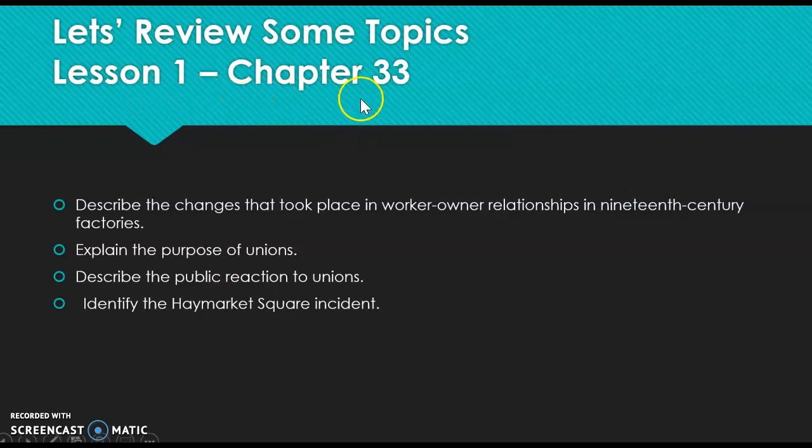So, starting with Lesson 1, Chapter 33. These are the things we talked about, the changes that took place in the relationships between workers and owners in those factories. We talked about the unions. What's a union? What's the purpose of it? How did the public feel about the unions in the beginning? And then we learned about the Haymarket Square incident. If you don't remember what that is, go back and read Chapter 33.